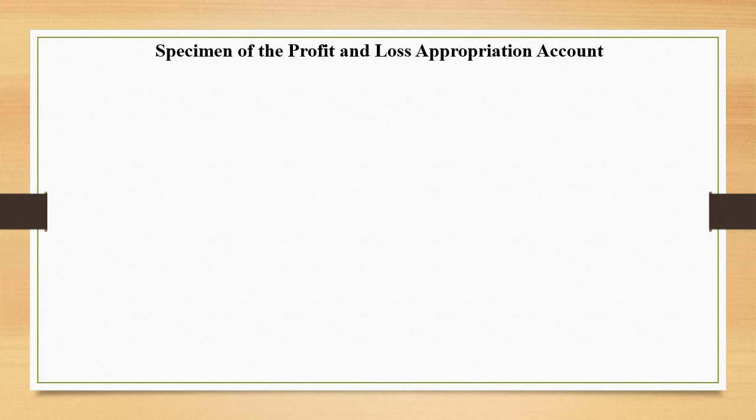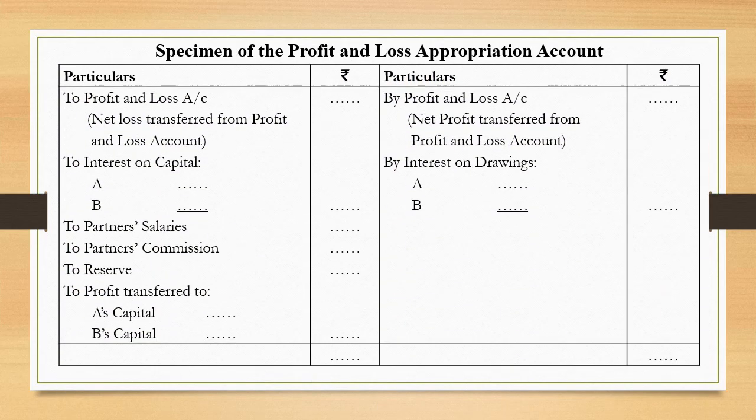Specimen of profit and loss appropriation account. We'll see that all the appropriations are debited and all the incomes are credited. You can see on the debit side, the first amount is to profit and loss account. This is the net loss which will be transferred from profit and loss account over here. And if it is a profit, then we write on the credit side. Let us go to the debit side first. Let us go to the appropriations.